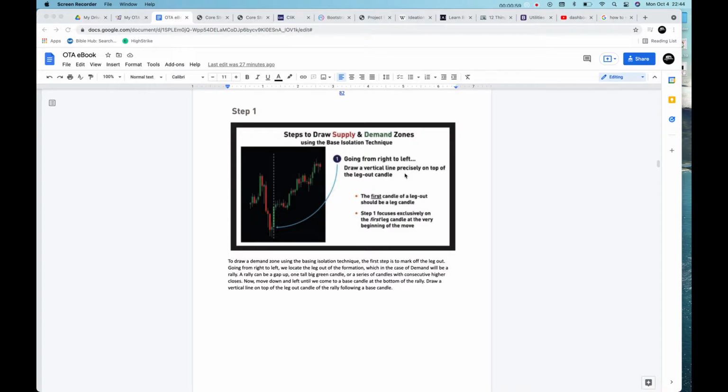Now to draw out demand zones using the base isolation technique, the first step is to mark off the leg out. Okay, so you're going to go from right to left and locate the leg out of the formation, which in the case of a demand zone is going to be a rally. Now a rally can be a gap up, it can be one tall big green candle, or it can be a series of candles with consecutive higher closes.